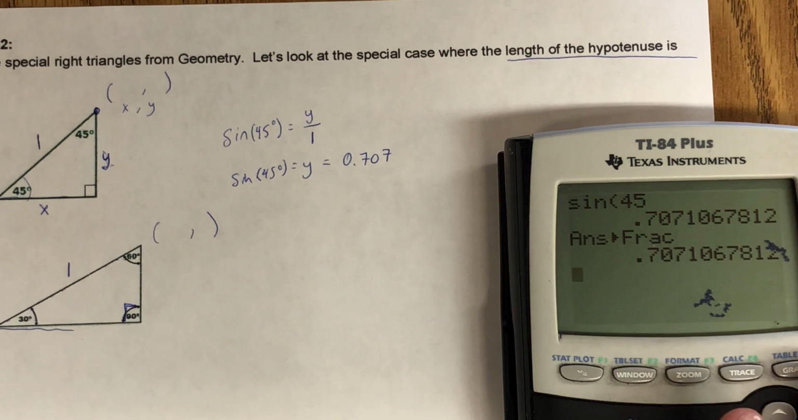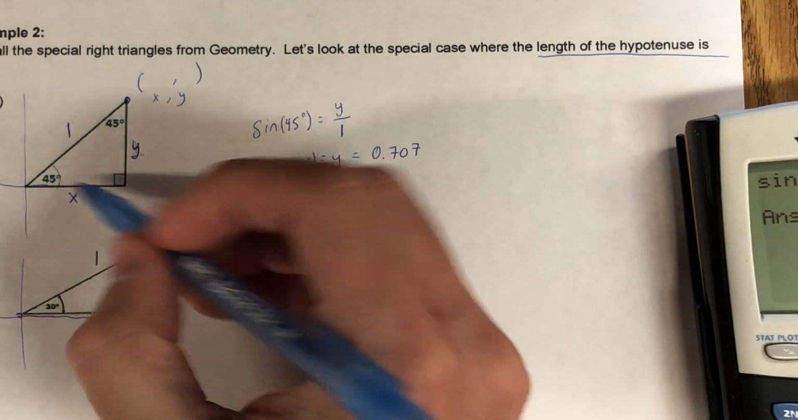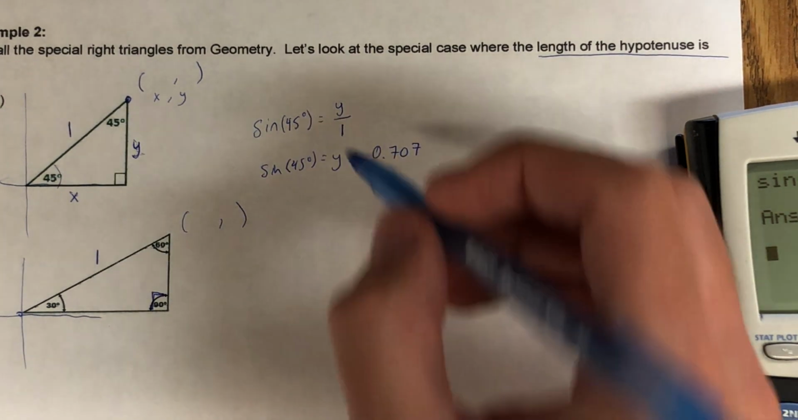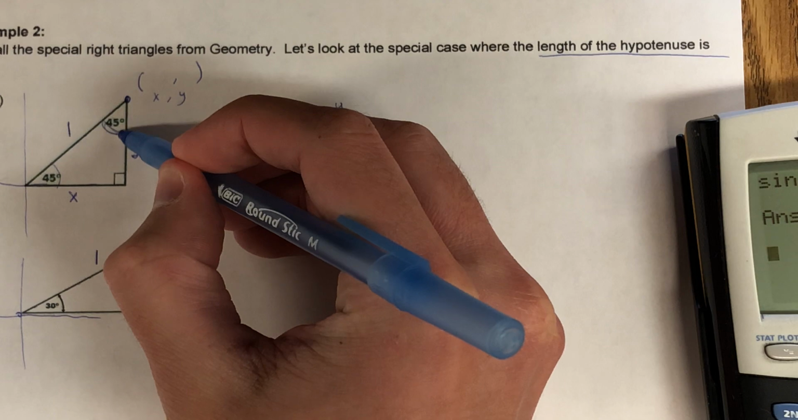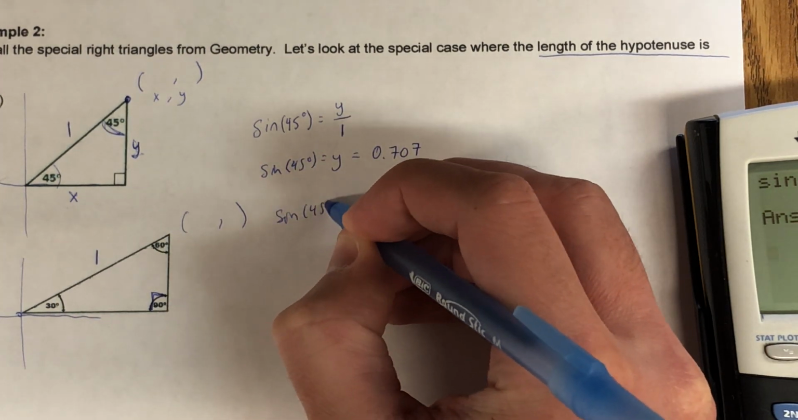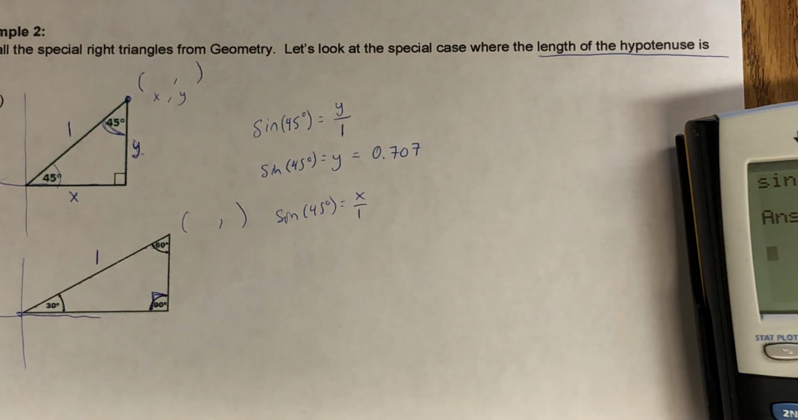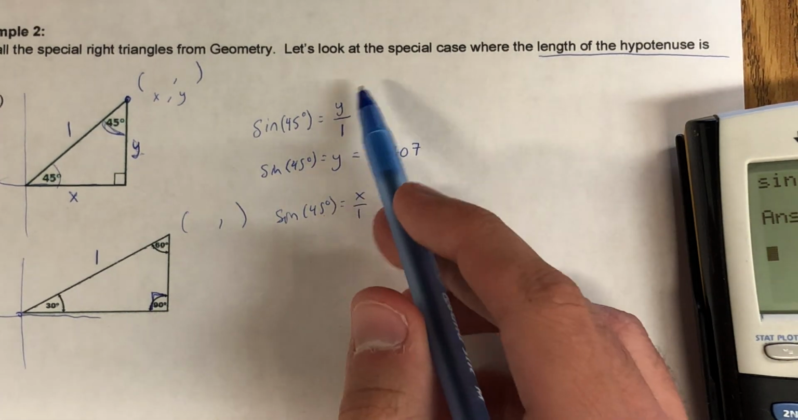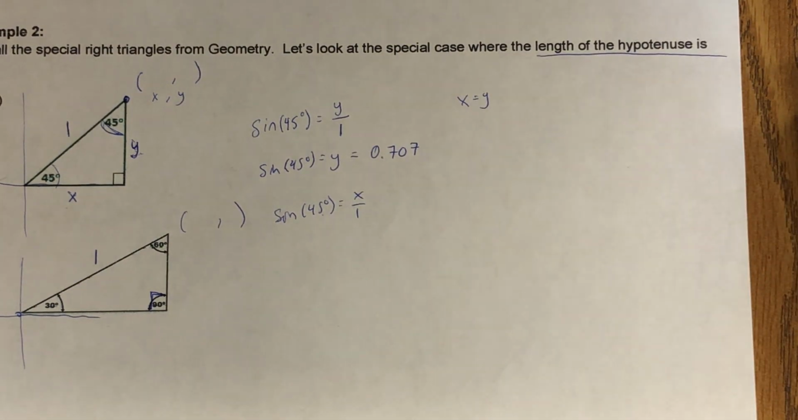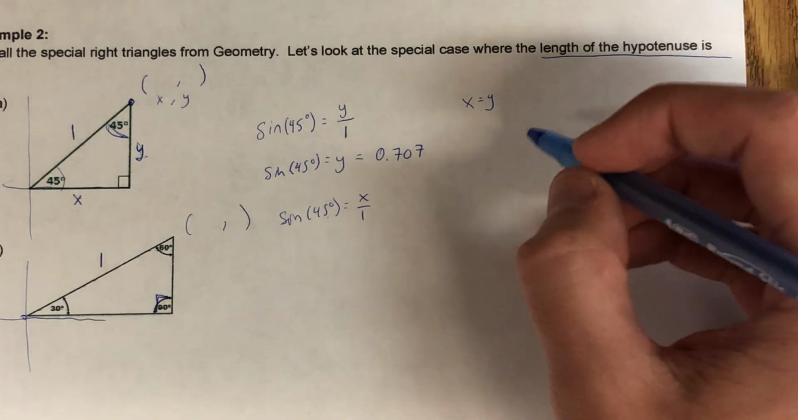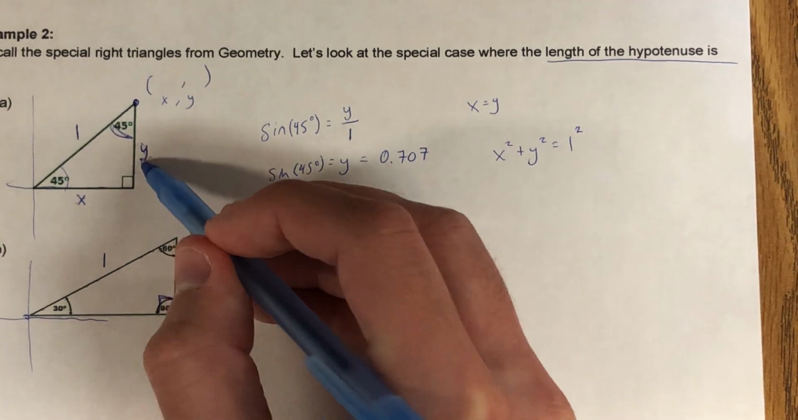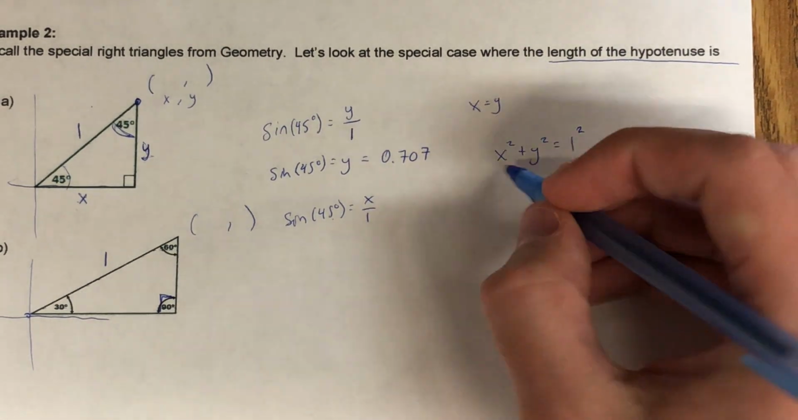So let's think a little further. We know the sine of 45 degrees would be y over 1. In the same way, if I focus on this angle, the sine of 45 degrees would also be x over 1. So both x and y are equal to the sine of 45 degrees, so x and y are equal. Let's think in terms of the Pythagorean theorem. x squared plus y squared equals 1 squared. Sides squared equal hypotenuse squared.